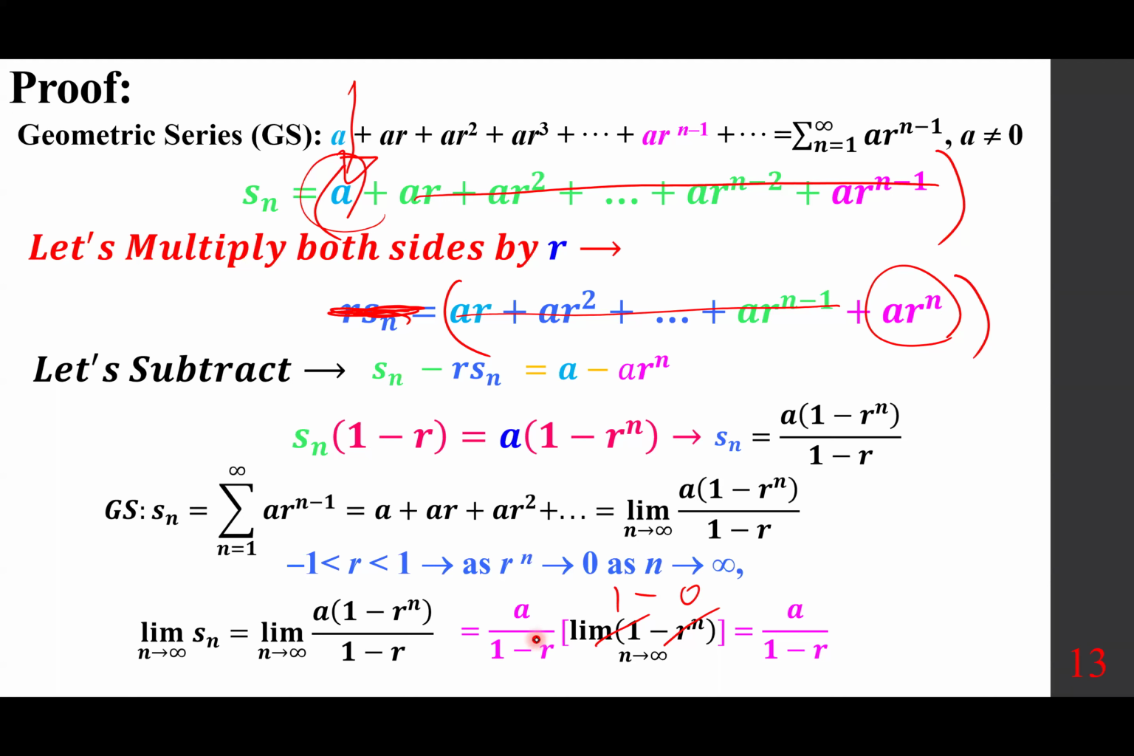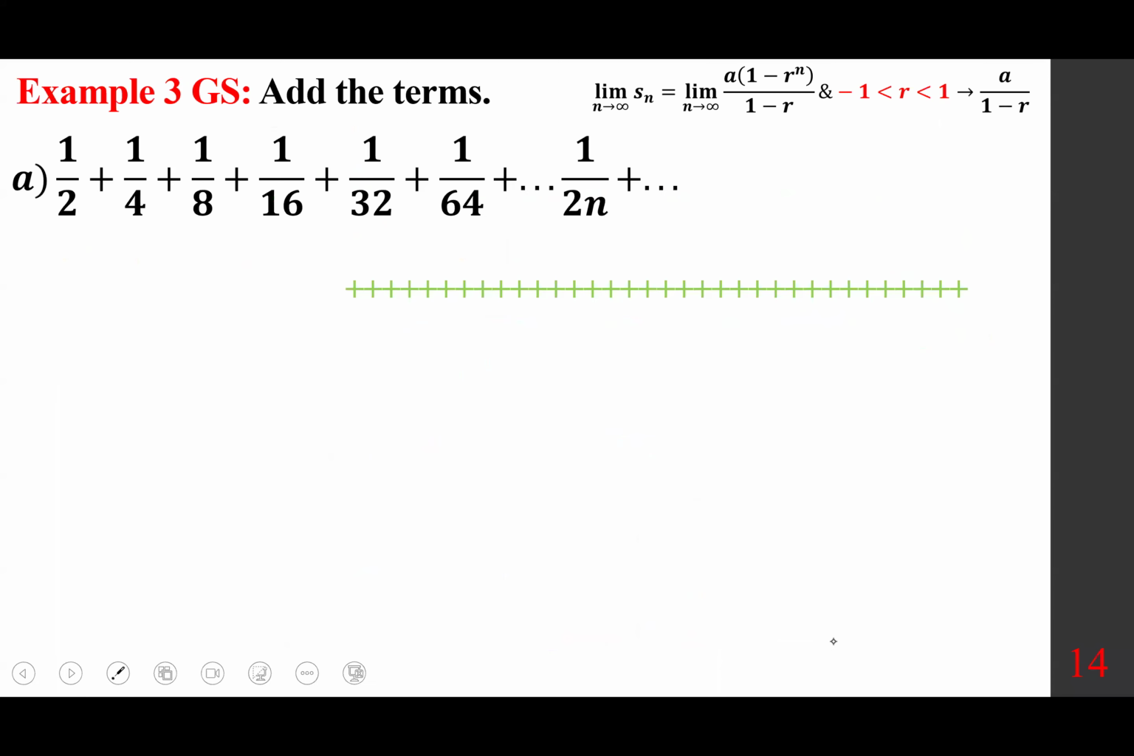Now, we want to use that for some applications. For example, here we have 1/2 plus 1/4 plus 1/8 all the way to infinity, and we are going to add them up. Recognize this as a geometric sequence, adding them up meaning a geometric series. Recognize, obviously, the first term is 1/2, so a is 1/2. But what about r? Notice, if you multiply this by 1/2, you get 1/4.